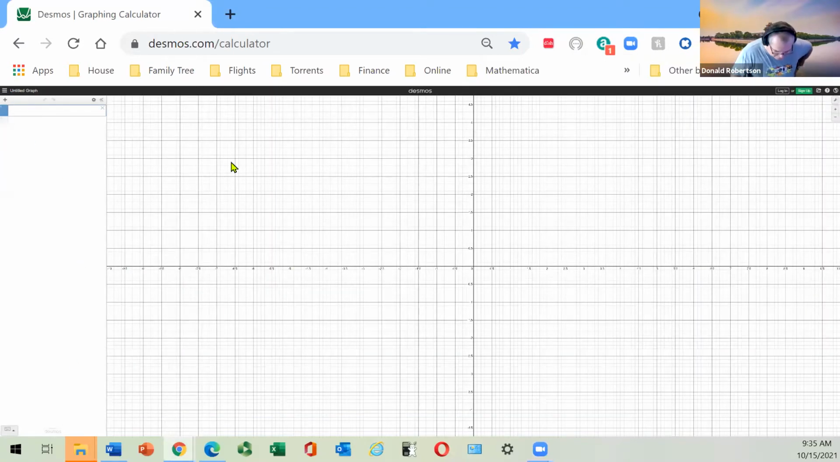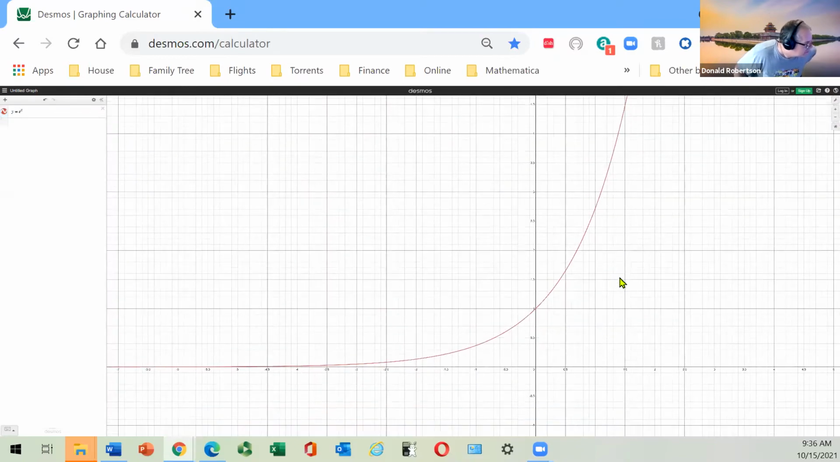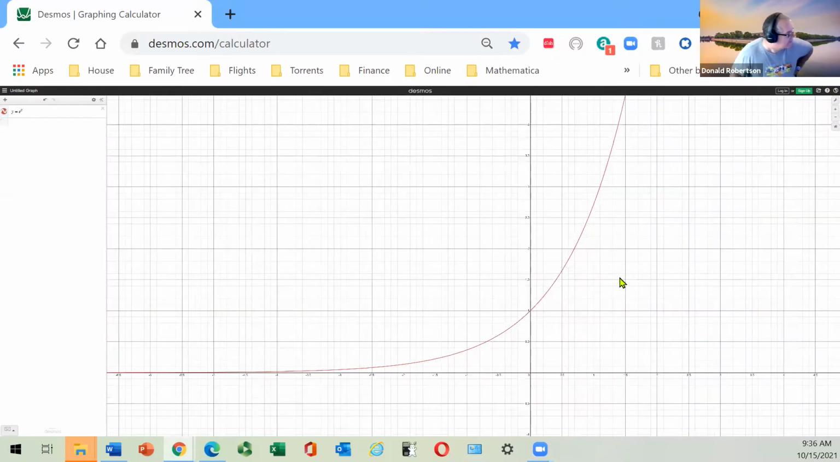Okay, now I'm going to put in here y equals, I believe I can get away with e to the power of x. I can. So that looks good. Okay, that's a pretty decent picture.